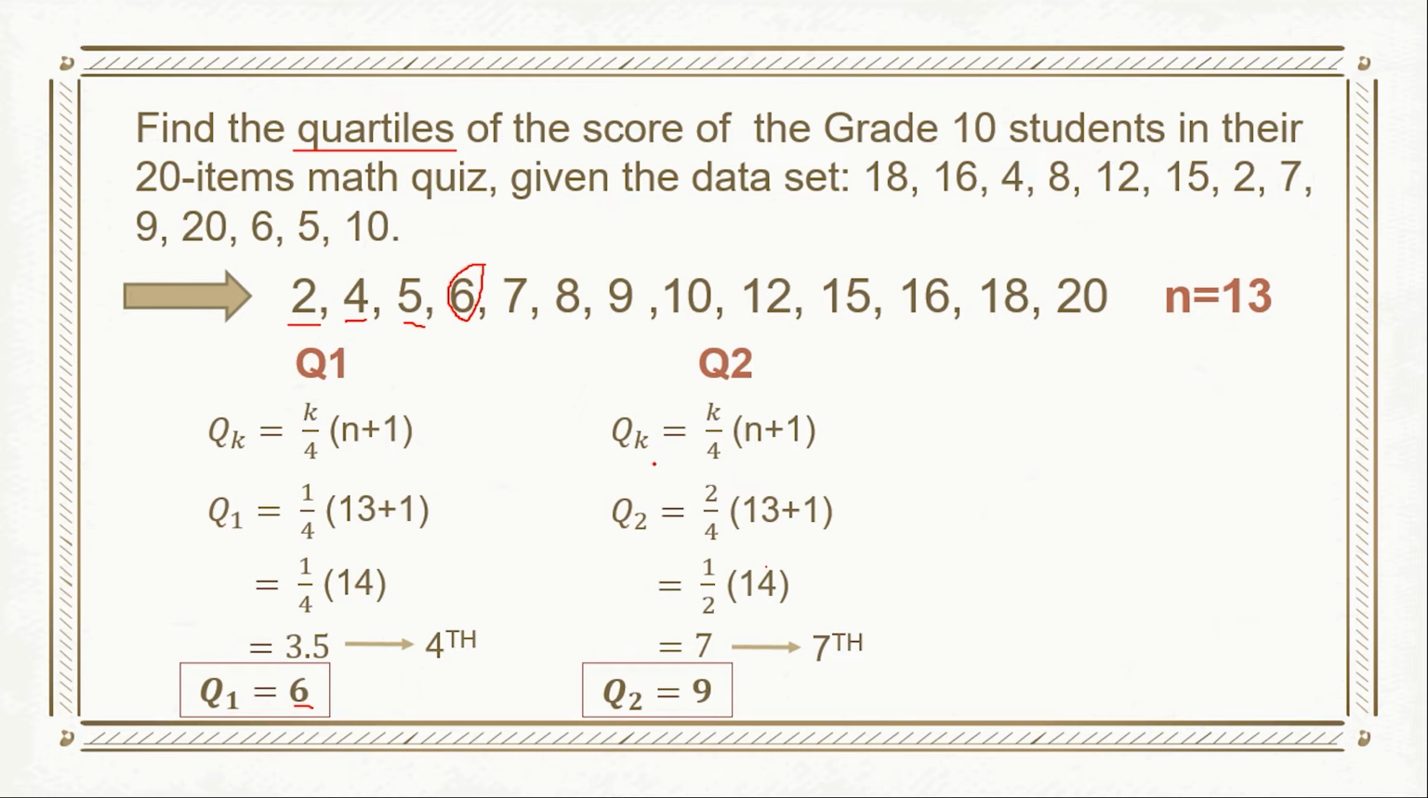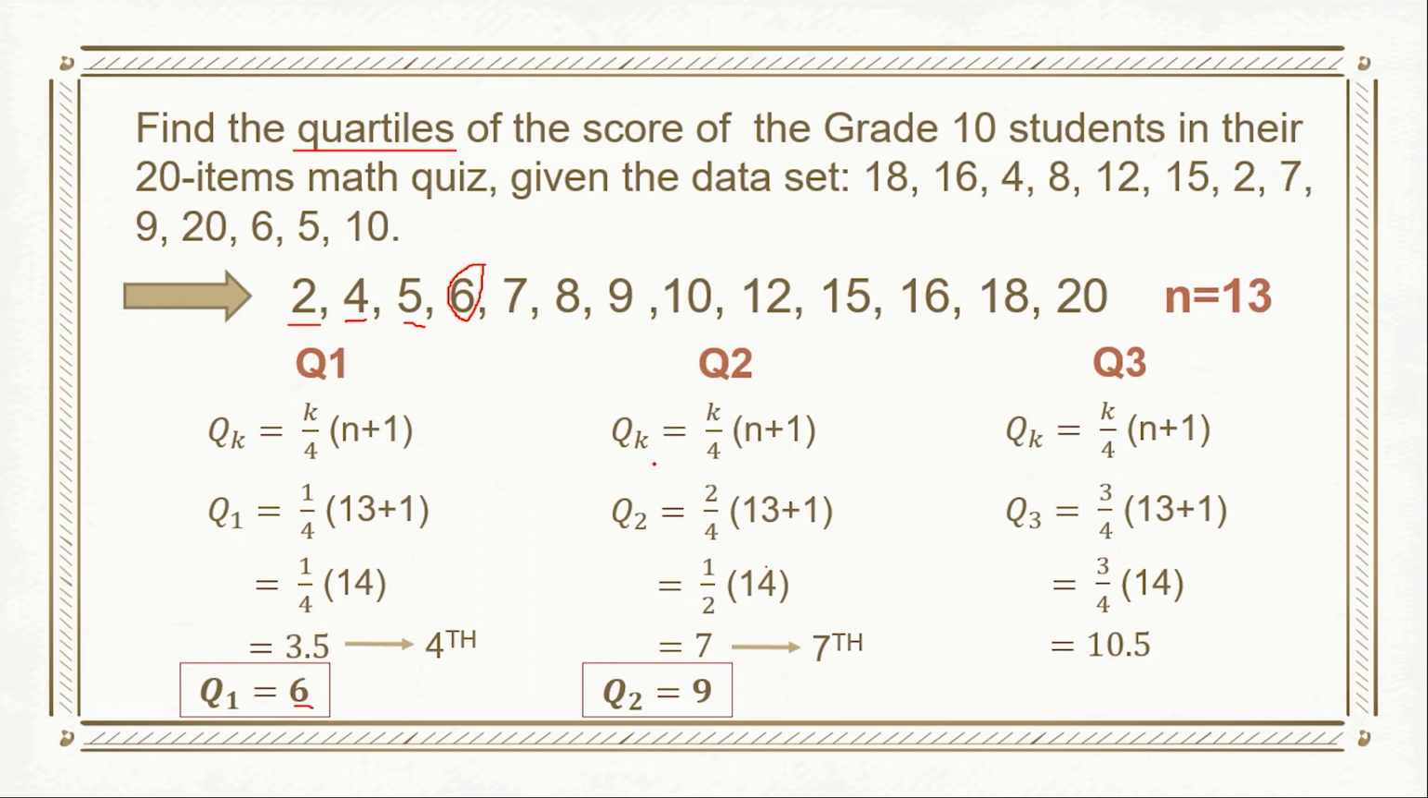Okay, so now let's proceed with quartile 3. So, same formula yung gagamitin natin. We need to substitute the value of k and n. Since we are looking for quartile 3, therefore the value of k is equal to 3. So, substitute lang natin yung value ng k. Therefore, we have 3/4 multiplied by 13 plus 1, and 13 plus 1 is equal to 14. So, we have 3/4 multiplied by 14. Kapag sinimplify natin yan, we have 10.5.